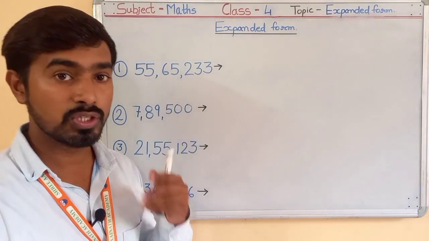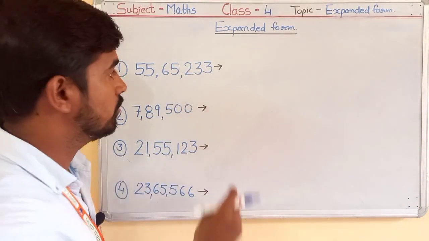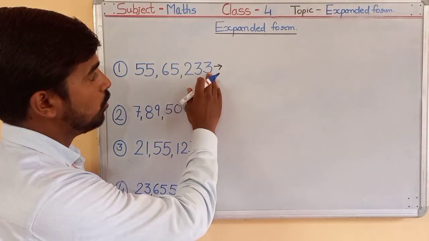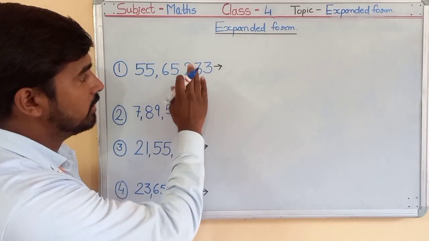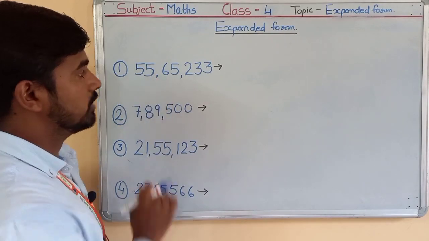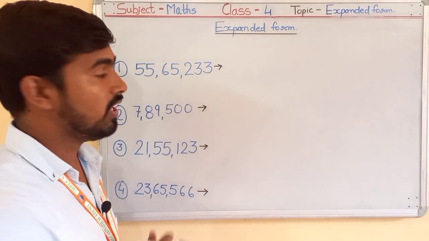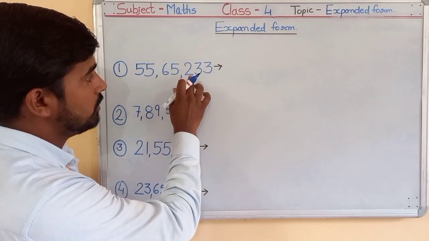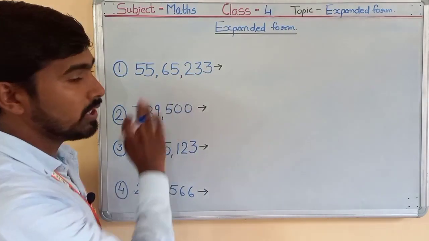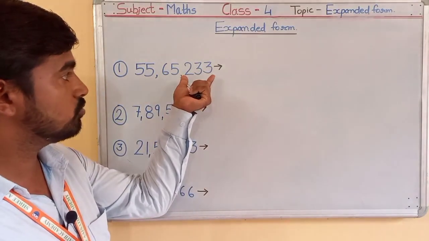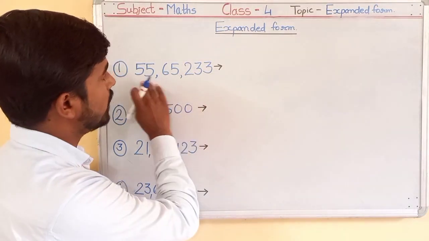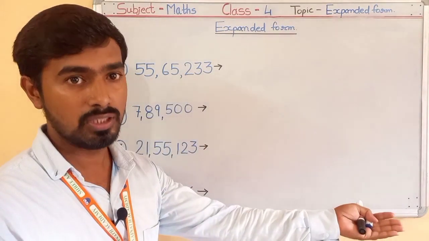We have a number 5565233. First of all, how to read the number? Start from the right-hand side: ones, tens, hundred, thousand, 10,000, lakh, 10 lakh. So this is 55 lakh 65,233. This is a group of 3, 2 and 2. First, the group of 3 digits, then 2, and then 2. You have to write the expanded form, meaning write the expansion of the number.